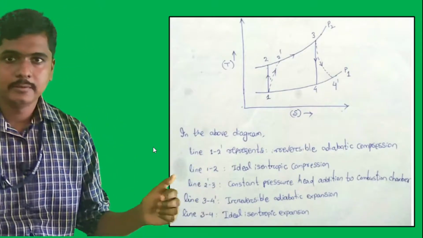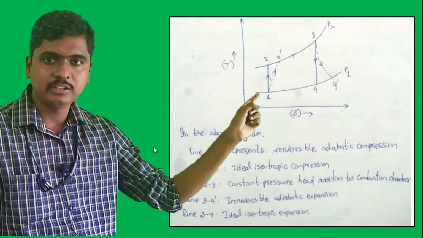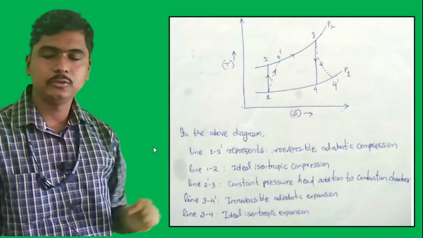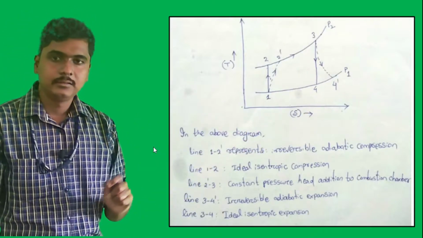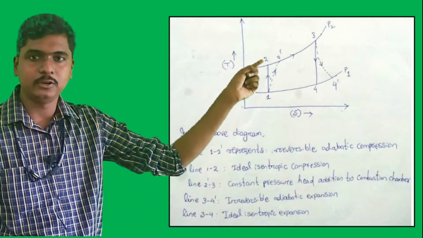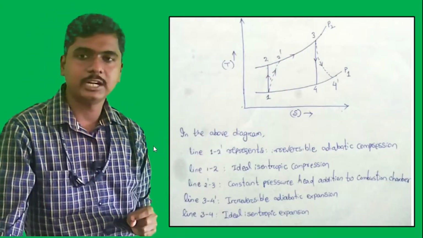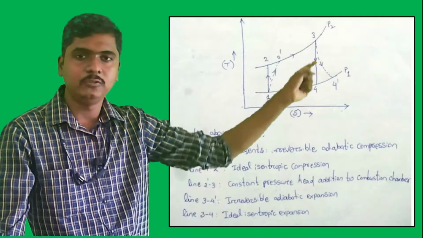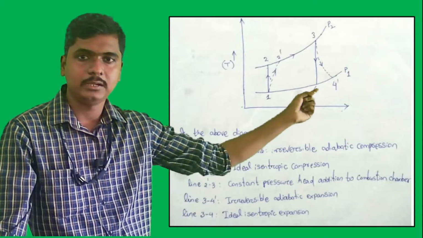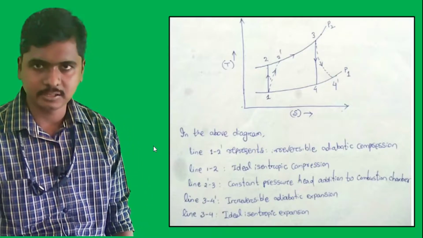I think it is visible. So this is the TS diagram. You see the solid line process 1, 2, 3, 4. This is known as the ideal gas turbine cycle. 1 to 2 is isentropic process, 2 to 3 is constant pressure heat addition process, 3 to 4 isentropic expansion process, and from process 4 to 1 this is constant pressure heat rejection process.